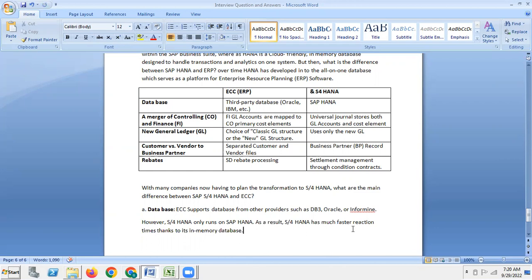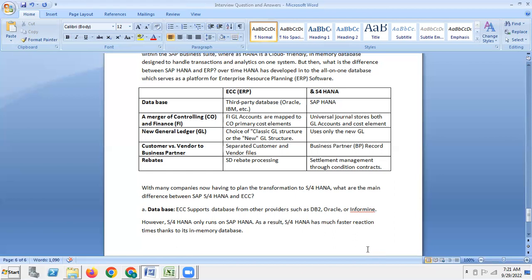ECC supports database from other providers such as third-party vendors, such as DB2, Oracle, or Informix. Okay. However, S/4HANA only runs on SAP HANA, so you don't get confused. S/4HANA only runs on SAP HANA database. See here also database clearly mentioned S/4HANA. I did not mention SAP HANA for S/4HANA by mistake. You try to understand.